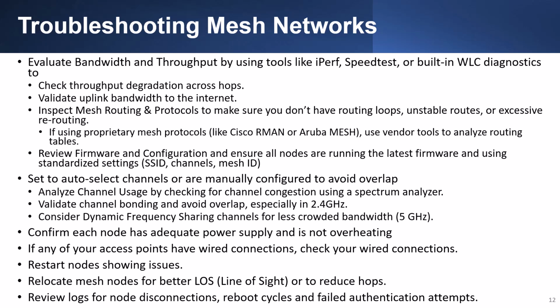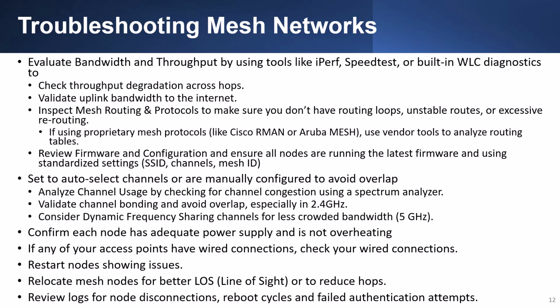Review firmware and configuration and ensure all nodes are running the latest firmware and using standardized settings for SSIDs, channels, and Mesh ID. Set to auto-select channels or manually configure them to avoid overlap. Analyze channel usage by checking for channel congestion using a spectrum analyzer. Validate channel bonding and avoid overlap, especially in the 2.4 GHz band. Consider DFS (dynamic frequency selection) channels for less crowded bandwidth, particularly at 5 GHz.